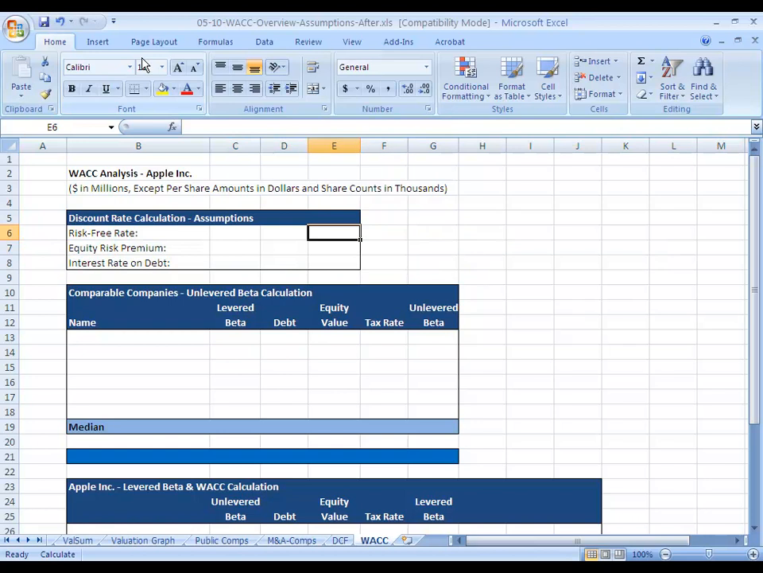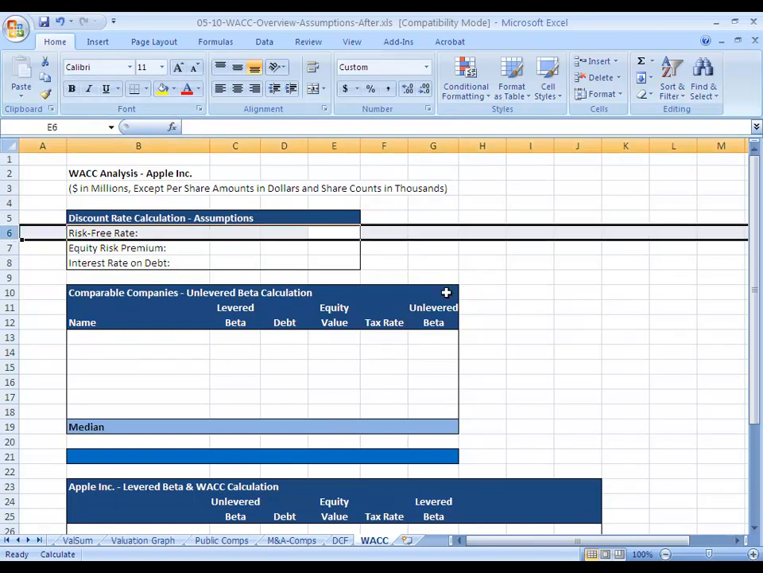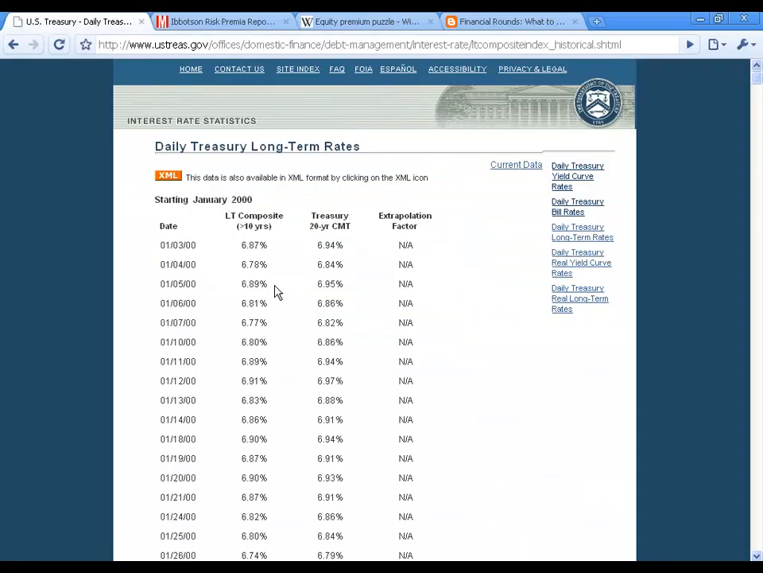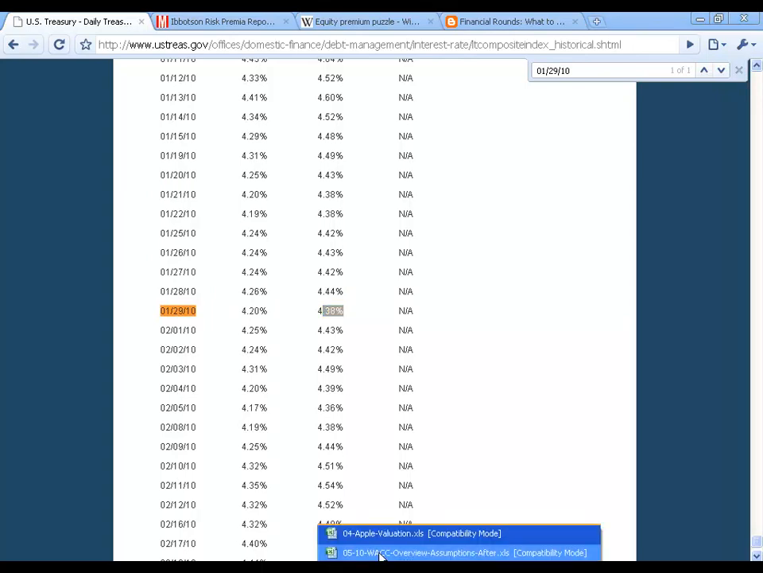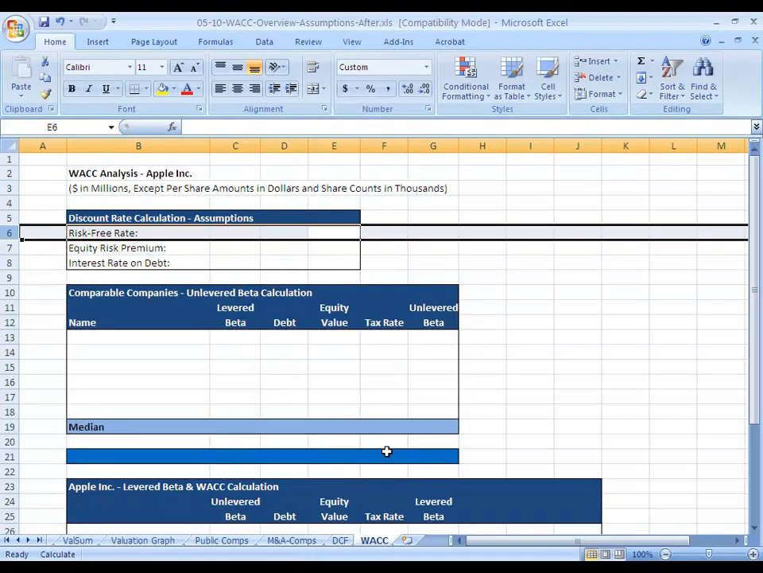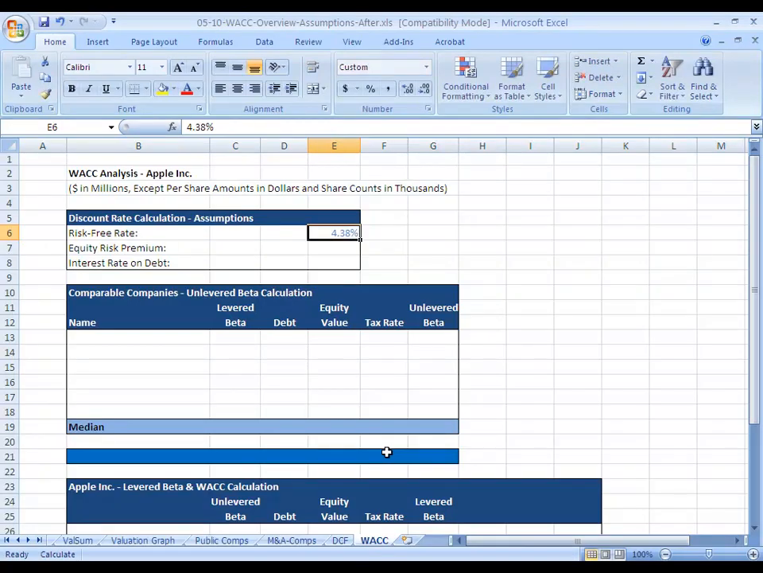So to get this information, first we need to get their risk-free rate. This is referring to how much they could earn by investing in US Treasuries. The place we usually go to find that, which I have up right here, is this US Treasury government website with daily Treasury long-term rates. We are doing this valuation on January 29th, 2010. So I'm going to look for 01/29/10, which we have right here. I'm going to take this 4.38% number right here. So 4.38%.